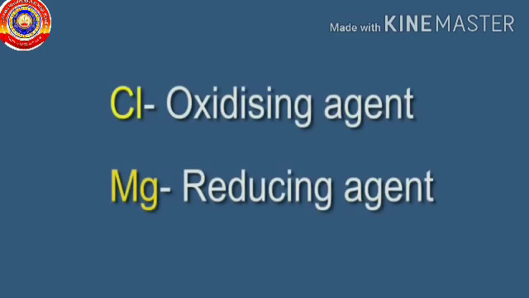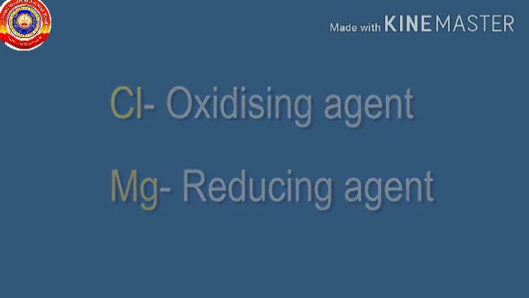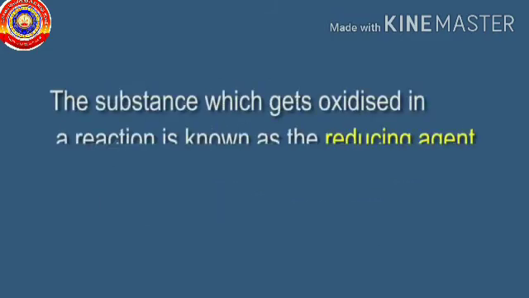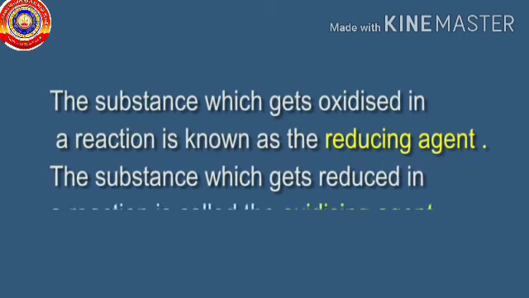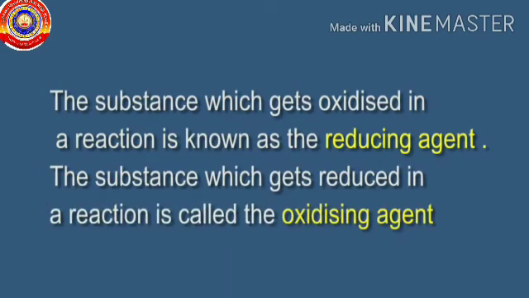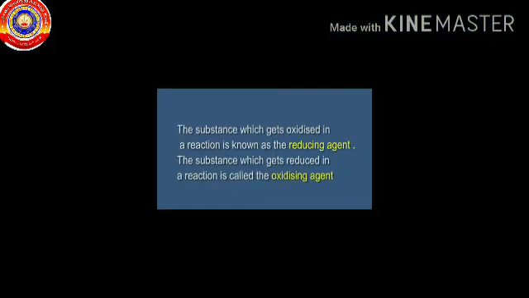So chlorine acts as an oxidizing agent. Similarly, magnesium is responsible for the reduction of chlorine. So magnesium is known as the reducing agent. Hence, in this equation, chlorine acts as an oxidizing agent and magnesium acts as a reducing agent. The substance which gets oxidized in a reaction is known as the reducing agent, and the substance which gets reduced in a reaction is called the oxidizing agent.